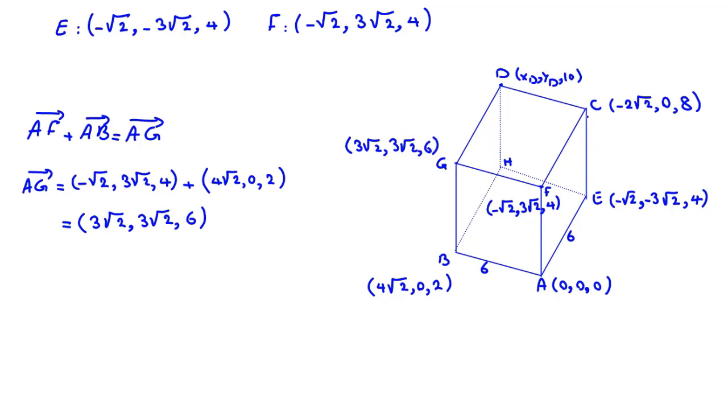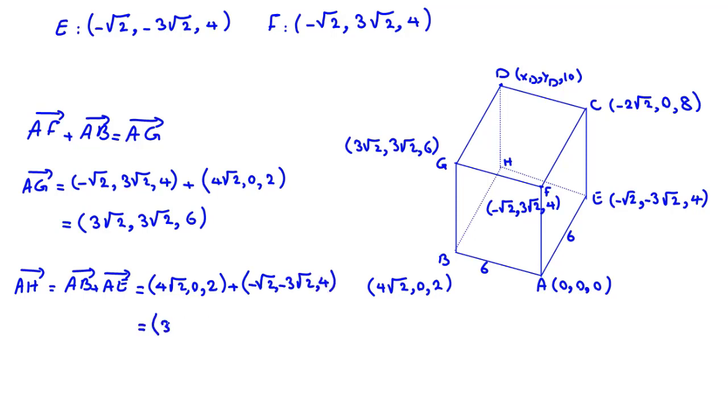Now let's calculate H. AH equal to AB plus AE. So AB is 4 root 2, 0, 2, plus AE is negative root 2, negative 3 root 2, 4. So it will be 3 root 2, negative 3 root 2, 4 plus 2 is 6. So H is 3 root 2, negative 3 root 2, and 6.